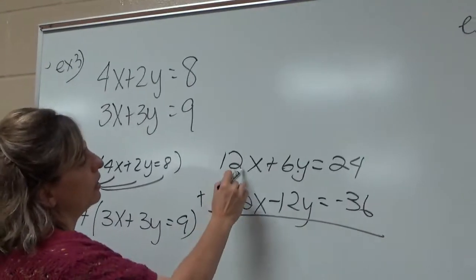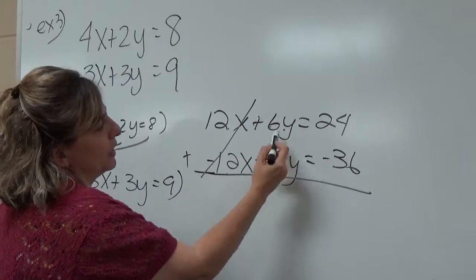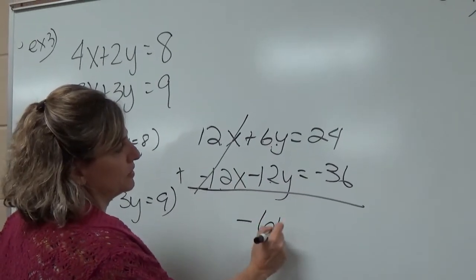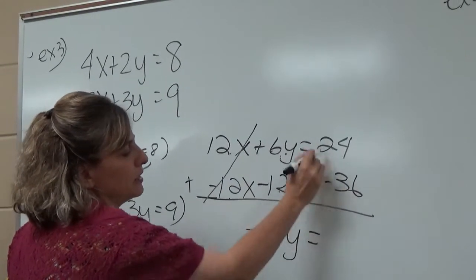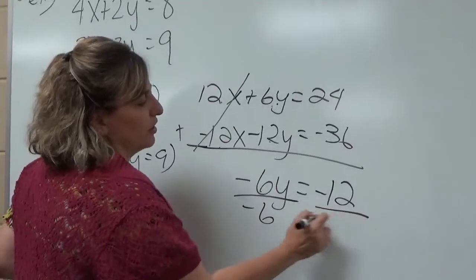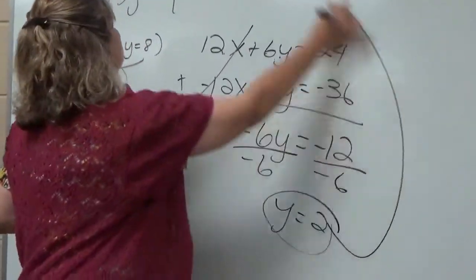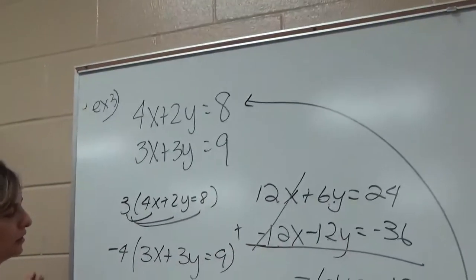All right, so because I have a 12x and a -12x, that cancels. Now I can add these two and get -6y, and I can add these two and get -12. Is this easy? No. Is it fun? Yes. Okay, y equals 2. Go back and plug that in.